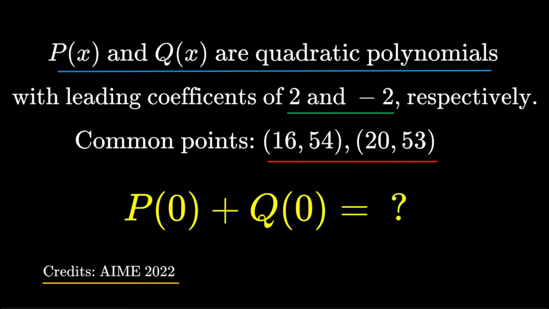Here's an item on algebra. p(x) and q(x) are quadratic polynomials with leading coefficients of 2 and -2, respectively. The graphs of those two have two common points, (16, 54) and (20, 53). We're asked to get the value of p(0) plus q(0). Credits to AIME 2022, the American Invitational Mathematics Examination, for this item.